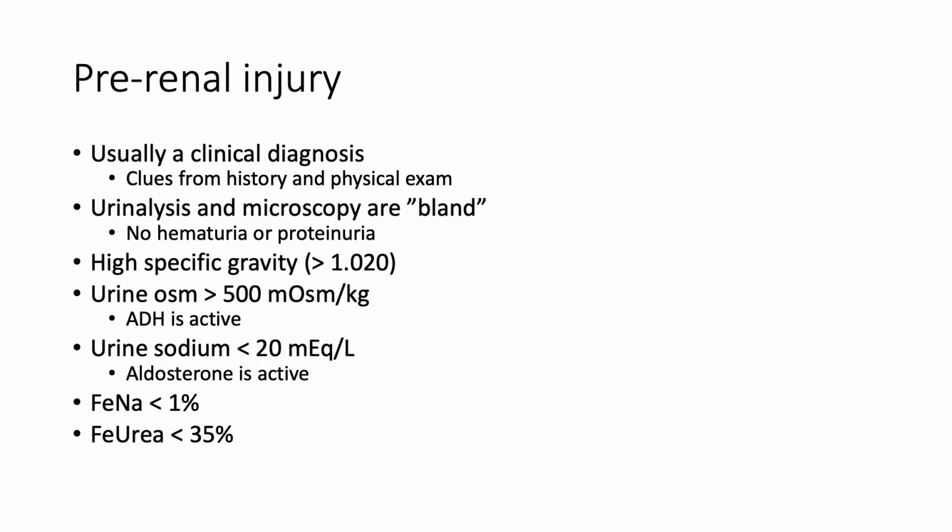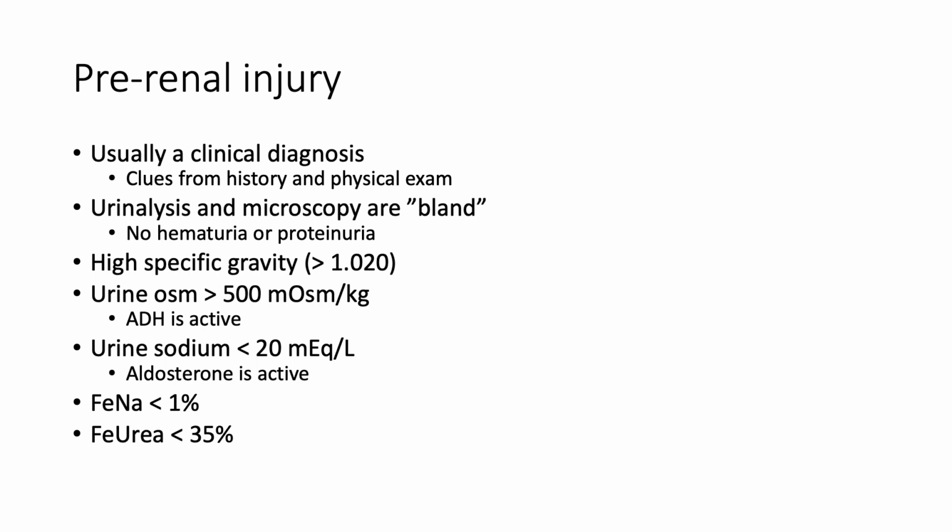Now, if you were to look at a urinalysis or urine microscopy, you're not going to see very much. There won't be any blood cells, there won't be any protein from a pre-renal injury. You might see hyaline casts, which are nonspecific, but really those are not going to be super helpful in a pre-renal injury. But if you were to look at the specific gravity on the urinalysis, which is a measure of solute concentration, you would expect it to be pretty high, like over 1020, because the urine is going to be more concentrated.